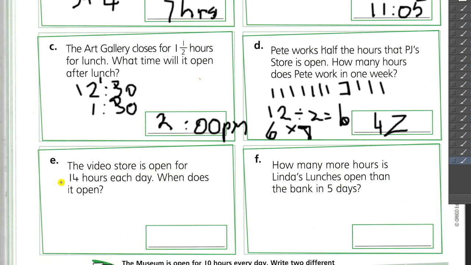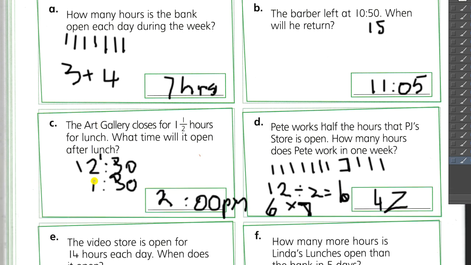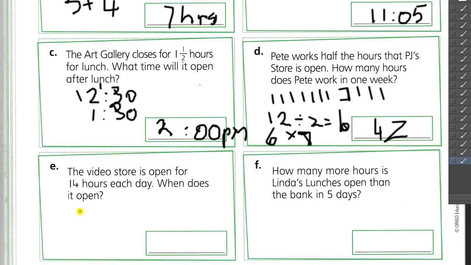So the video store is open for 14 hours each day. When does it open? Now there you go, there's another one. The video store is open till 10 p.m. every day. So how would you work that one out? So you've got 10 p.m. is when it closes, and there are 14 hours in each day. Probably should have done that the other way. So 14 minus 10 is going to give you 4.